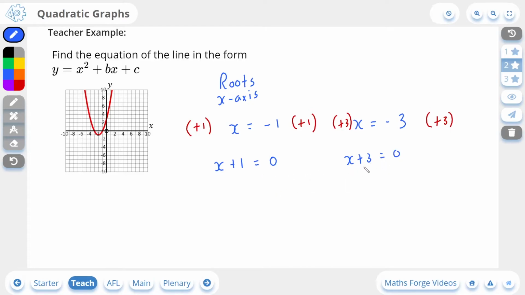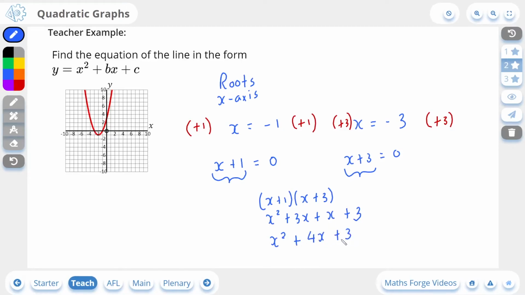Your next step is to take the expression part of your root, so this x plus 1 and this x plus 3, put them into brackets and multiply them together. So we're going to have x plus 1 and x plus 3. Now if we multiply them out, we're going to have x squared and then plus 3x and then plus 1x, or just x, and then plus 3.